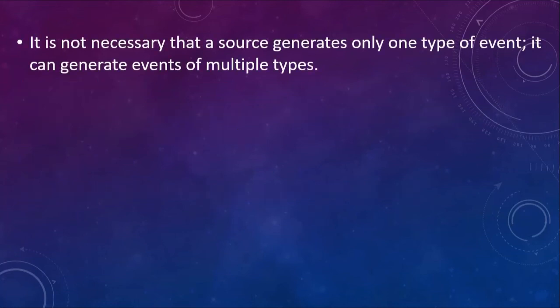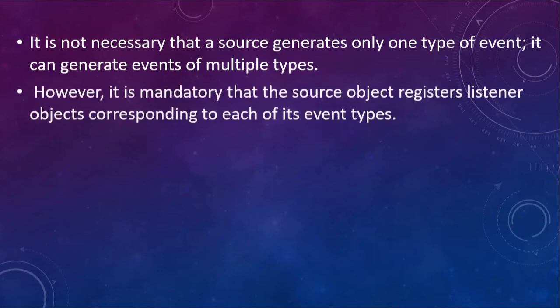It is not necessary that a source generates only one type of event. Multiple events can be generated simultaneously, at the same time. However, it is mandatory that the source object registers listener objects corresponding to each of its event types. There are source objects which notify the events, and there are listener objects. These listener objects will listen to a particular event and accordingly take the necessary action.